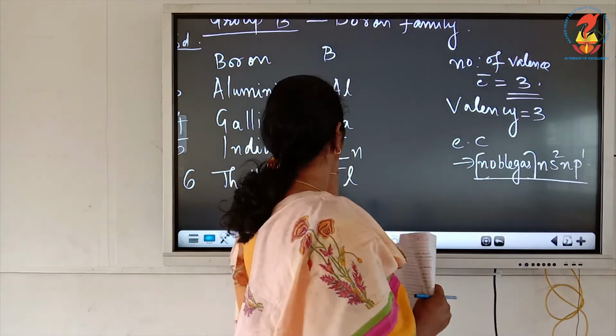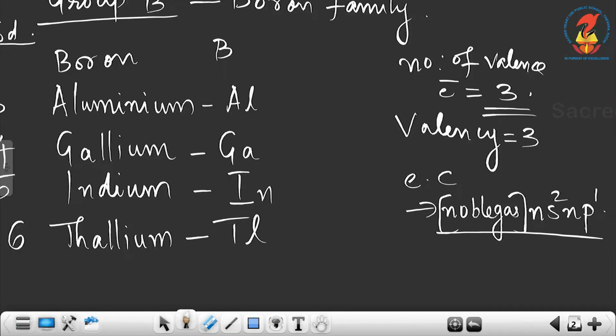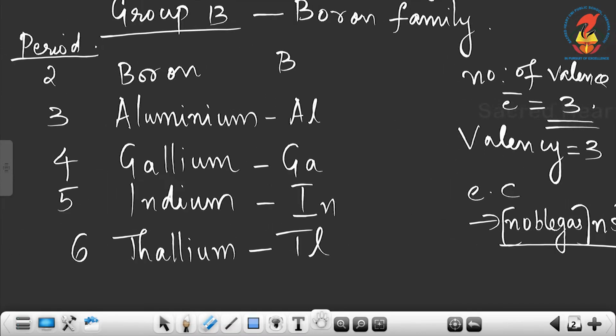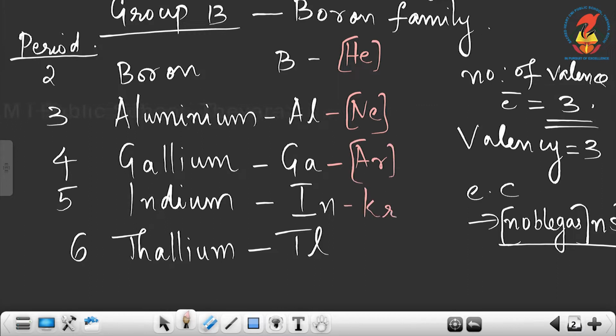Now let's write the electronic configuration of these elements, from boron to thallium. The general configuration is ns2 np1. Boron takes the configuration of the noble gas helium. So let's list the noble gases first: helium, neon, argon, krypton, xenon. These are the noble gases.